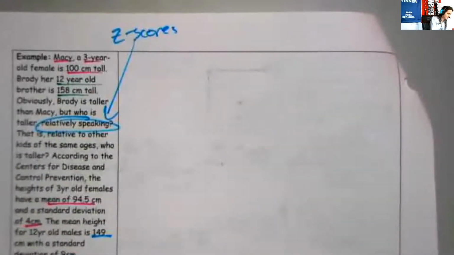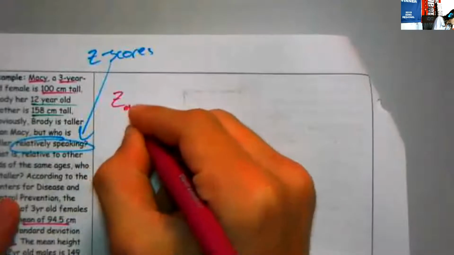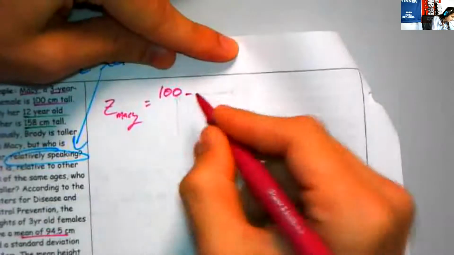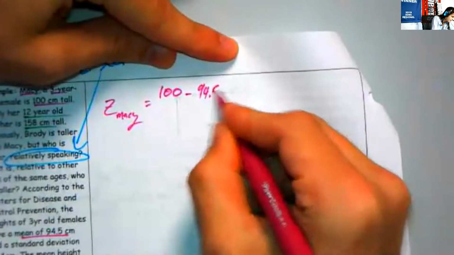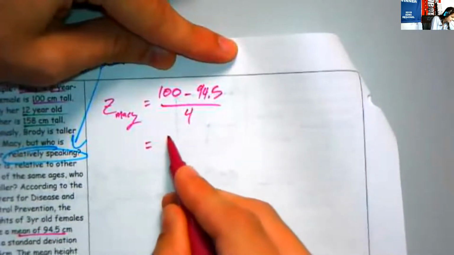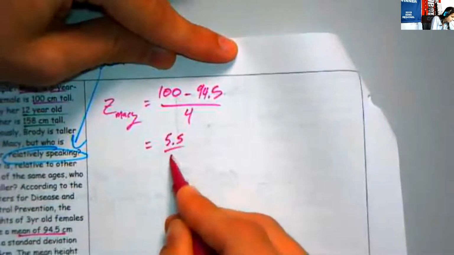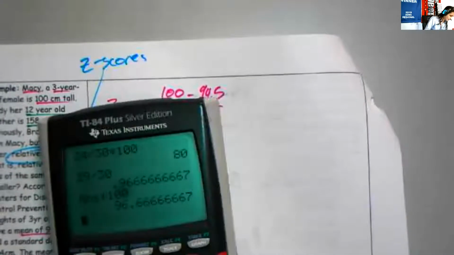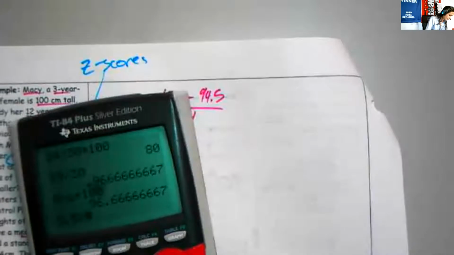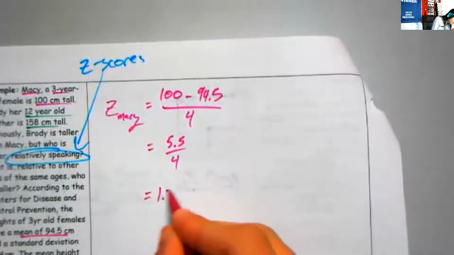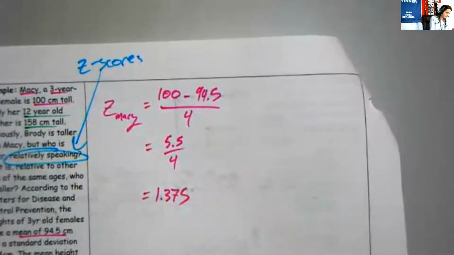We can calculate Macy's score. So z for Macy: she's 100 centimeters tall. The mean height for girls her age is 94.5, with a standard deviation of 4. So that's 5.5 over 4. Get your calculator out. It's like 1.375. Yeah, okay, I can still do math. A z-score of 1.375.